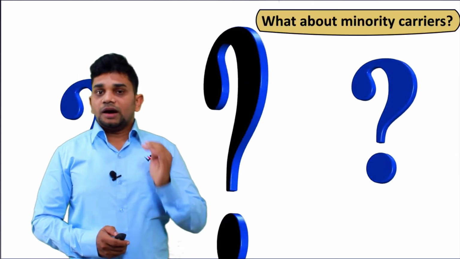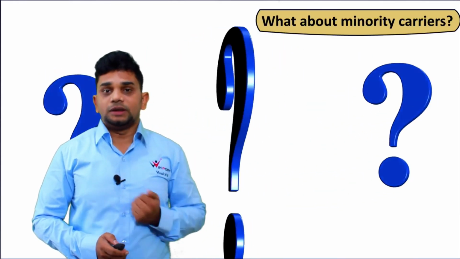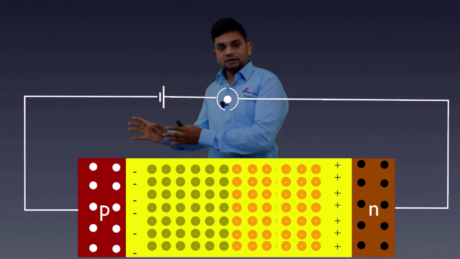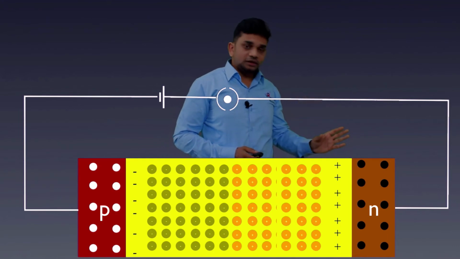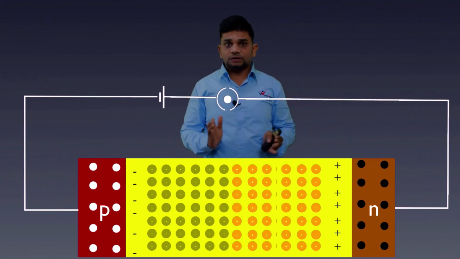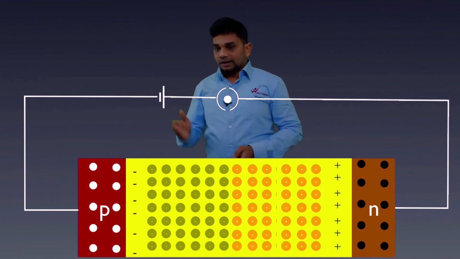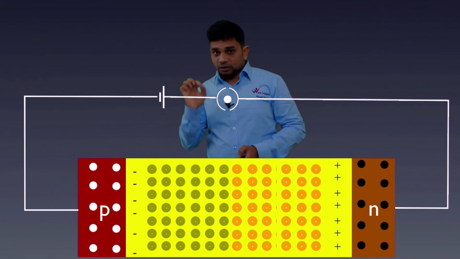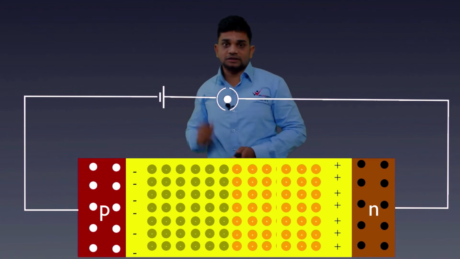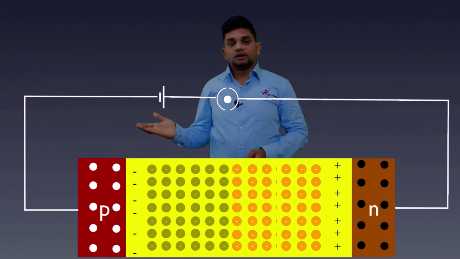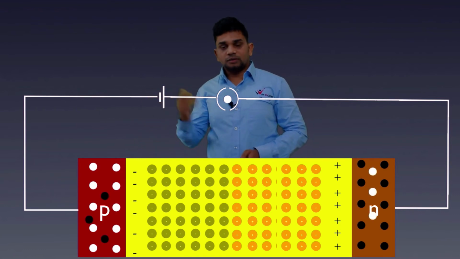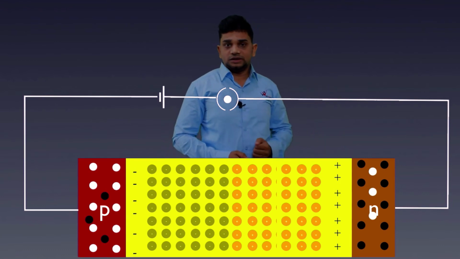What about minority charge carriers? We were talking about majority charge carriers, but there are minority charge carriers. The minority charge carriers, what is happening to them? Let us discuss that. This is P region and this is N region. In P region, holes are the majority carriers and in N region, electrons are the majority carriers. You can observe the connection, it is in reverse biasing. In P region, electrons are the minority charge carriers. Now we are going to talk about minority charge carriers. In N region, holes are the minority charge carriers. Here you can see the minority charge carriers now. Here electrons are the minority charge carriers. Here holes are the minority charge carriers.